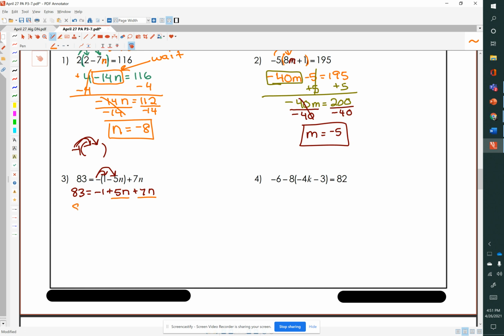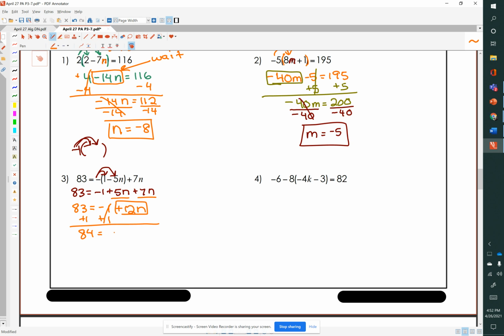So let's rewrite 83 equals negative 1 plus 13n. Now we're going to add 1 to both sides so we can isolate this 13n. And when we do that, we have 84 equals, negative 1 and positive 1 cancel. Did I just add that wrong? 7 and 5, I wrote 13. I'm sorry, I meant to write 12.